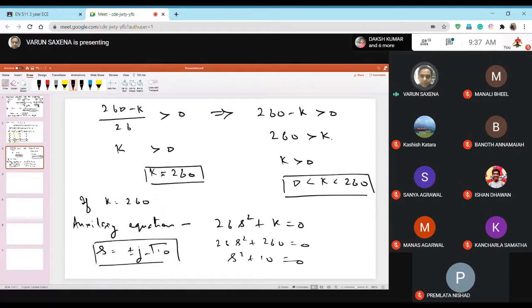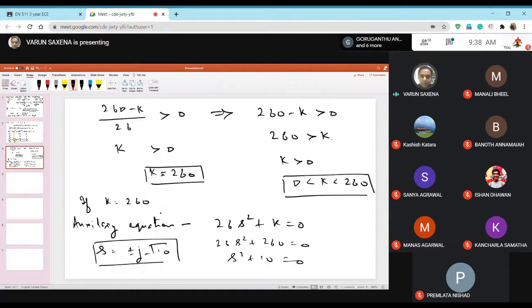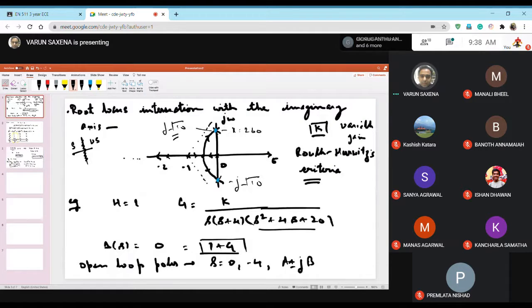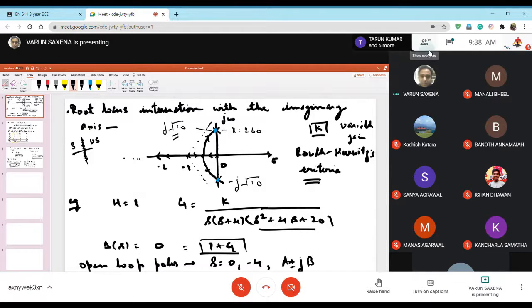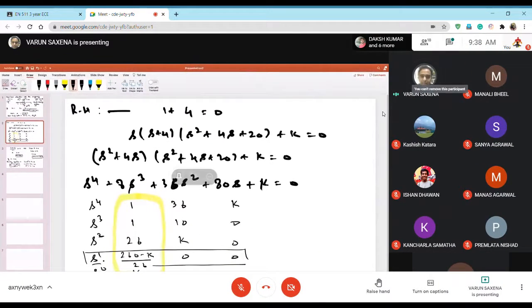I told you yesterday when we were solving the problem that near the breakaway point the value of K is maximum. That is in the local sense, but actually the limiting value of K is 260. Then at 260 we need to find out what is the value of the roots when it cuts the imaginary axis. So we are trying to find out these points. What are these two? The S1 row becomes completely 0.